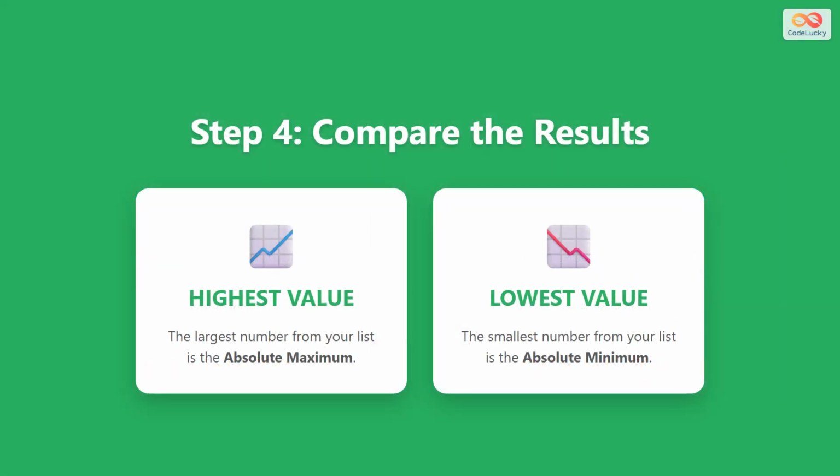Step 3 is the easiest part. We simply look at the list of values we just calculated. The highest number in that list is your absolute maximum, and the lowest number is your absolute minimum.